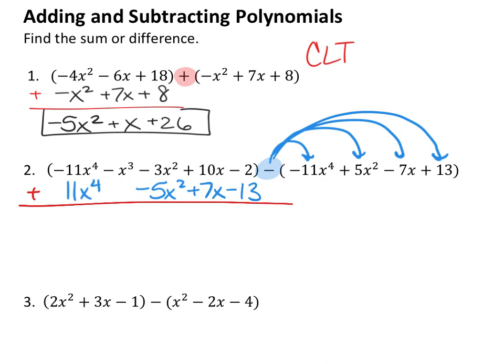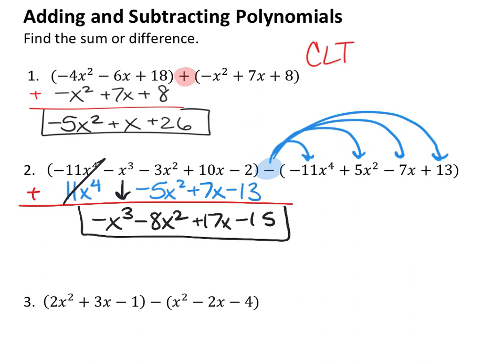You got a negative 11 and a positive 11. 0. They cancel out. Great. This doesn't have anything to combine with. You just drop it down. So we're going to start our polynomial off with negative x cubed. Negative 3x squared plus negative 5x squared is negative 8x squared. 10x plus 7x is 17x. And negative 2 minus 13 is negative 15. Great.